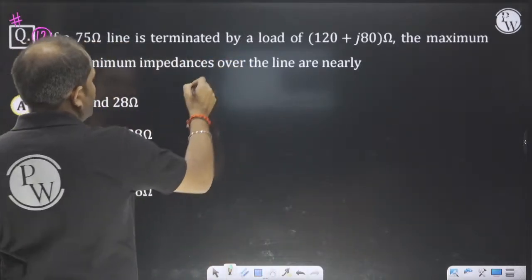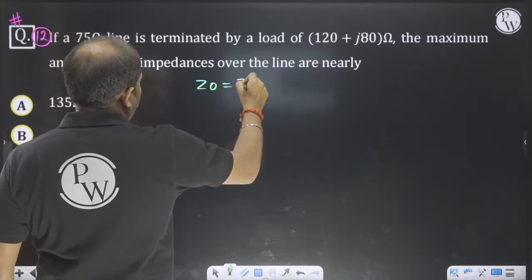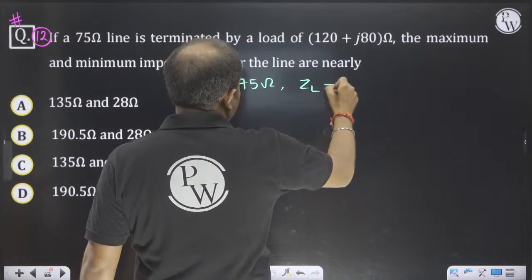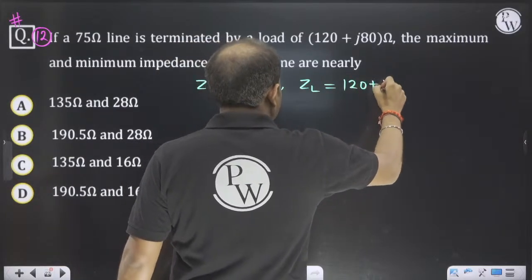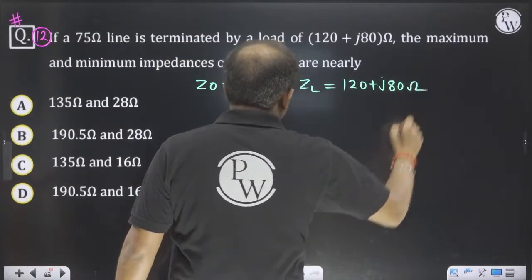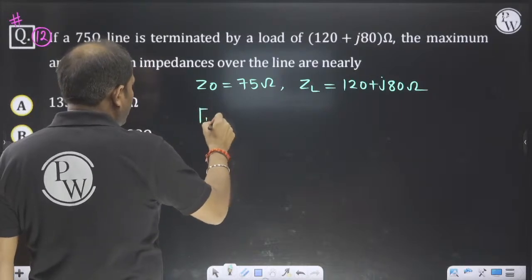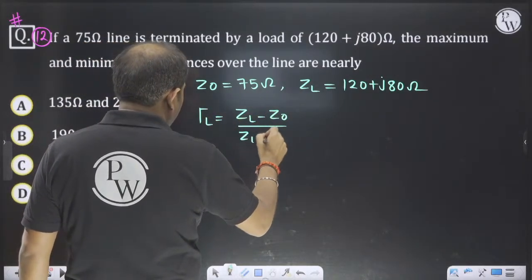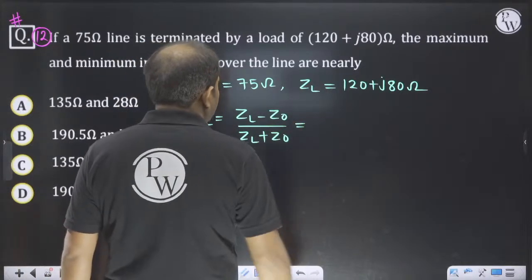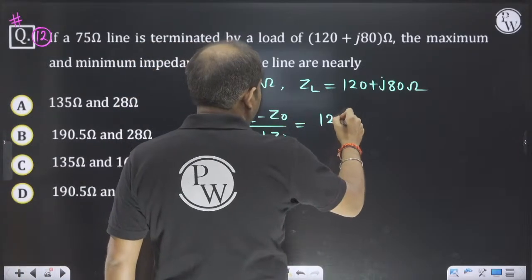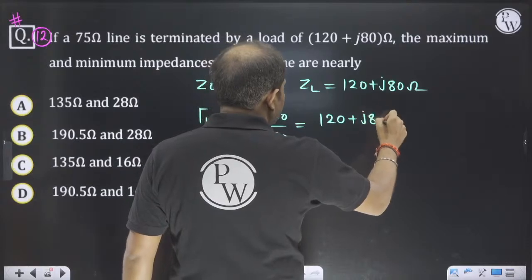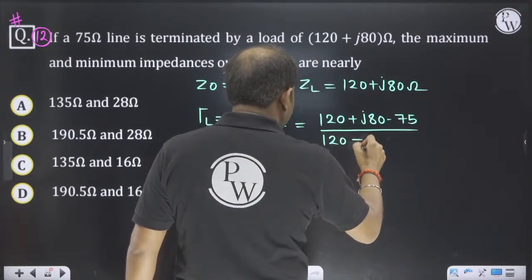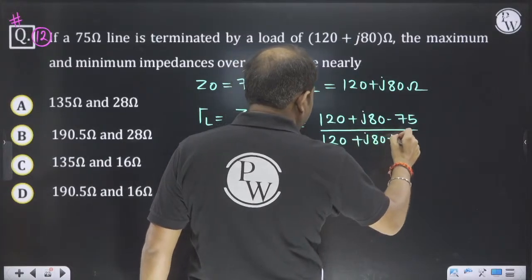So what is the value of Z0? Z0 is 75 ohm. And what is the value of ZL? ZL is 120 plus j80. So you can calculate gamma L. Gamma L is (ZL minus Z0) divided by (ZL plus Z0), so (120 plus j80 minus 75) divided by (120 plus j80 plus 75).